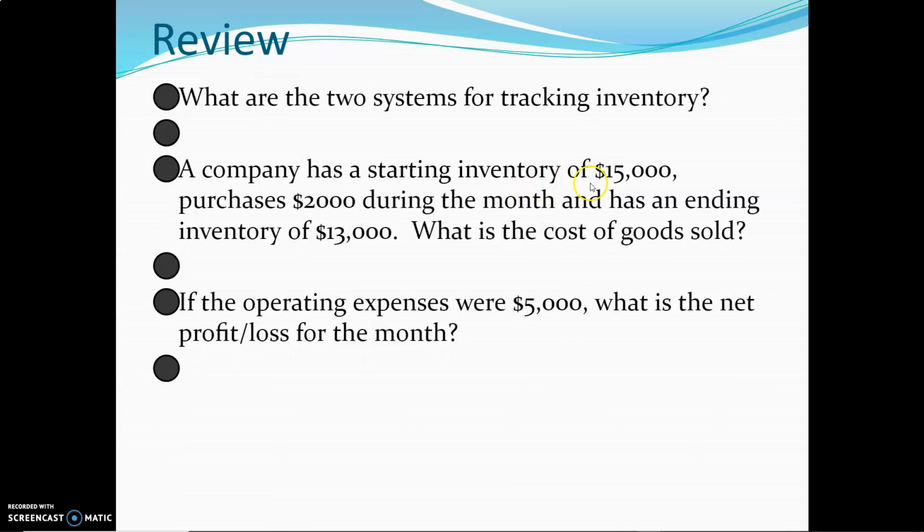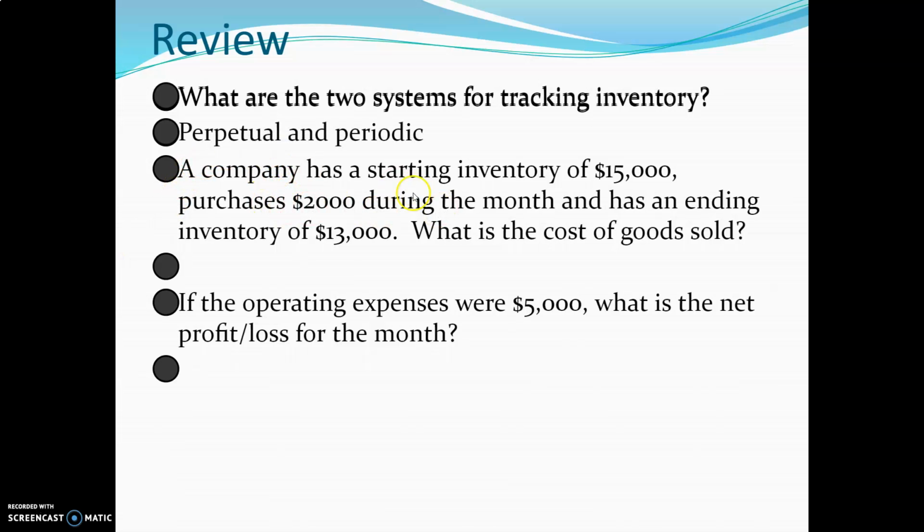A company has starting inventory of $15,000, purchases $2,000 during the month, and has an ending inventory of $13,000. What is the cost of goods sold? And finally, if the operating expenses were $5,000, what is the net profit or loss for the month? I'd encourage you to pause the video at this point to try and answer these on your own. Those two systems are periodic and perpetual.